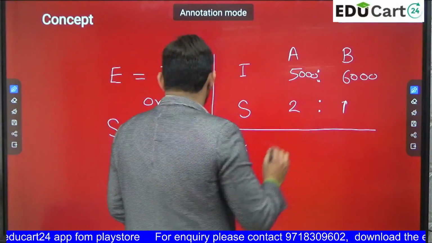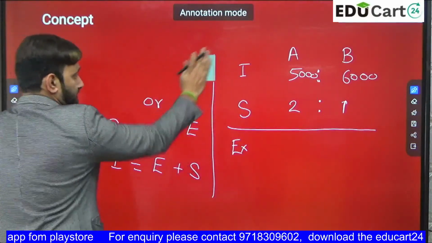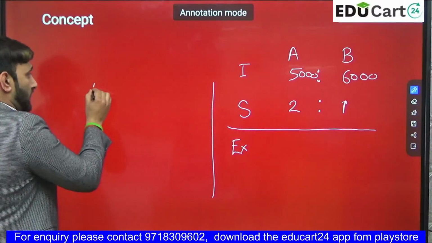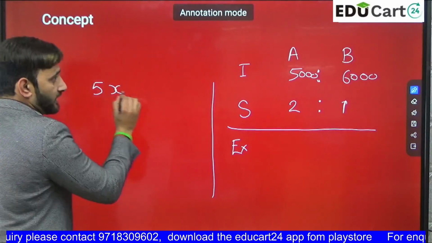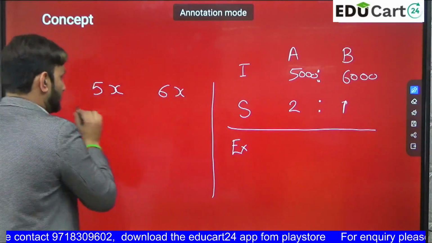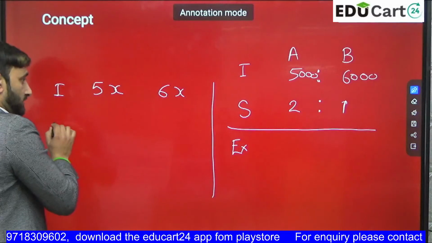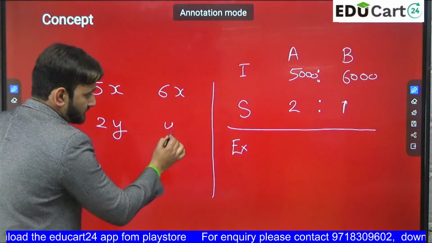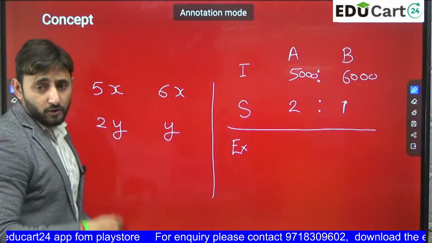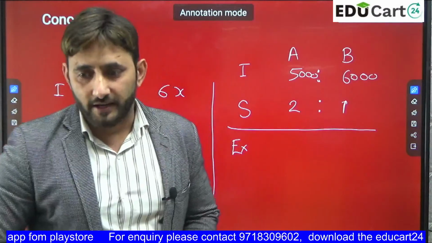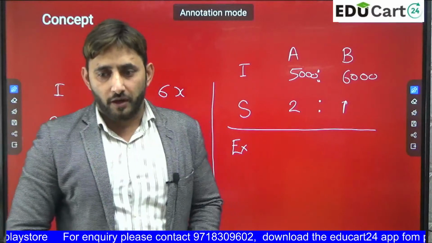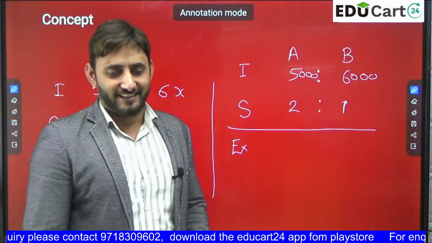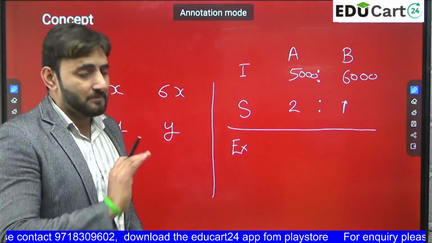I am writing here: if the incomes are 5x and 6x, then savings will be 2y and y. It is not necessary that x and y are equal. Got it, my dear? Okay, the answer will be cannot be determined.